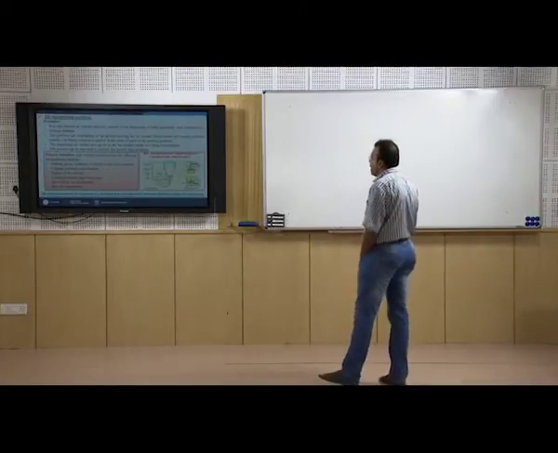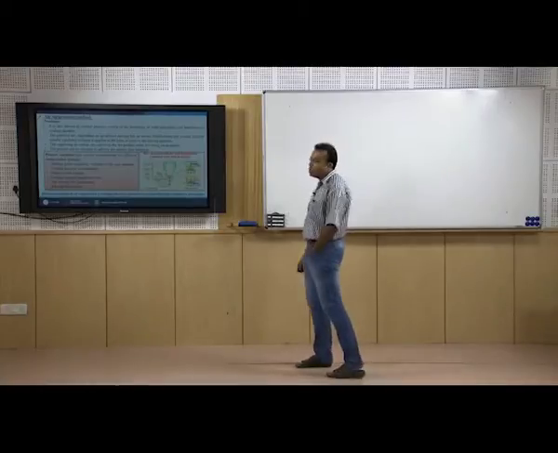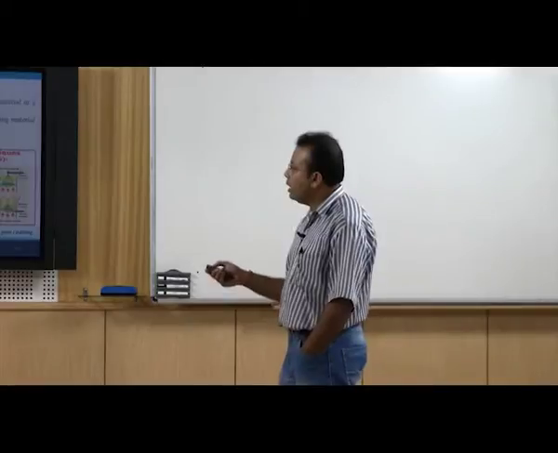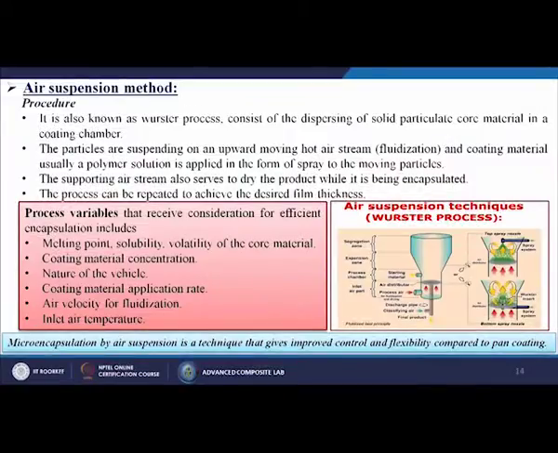Next we can discuss the air suspension method. This is also one procedure where we use high air pressure. It is also known as the Wurster process, and consists of dispersing solid particulate core materials in a coating chamber. The particles are suspended on an upward moving hot air stream. Fluidization and coating material, usually a polymer solution, is applied in the form of a spray to the moving particles. The supporting air stream also serves to dry the product while it is being encapsulated. The process can be repeated to achieve the desired film thickness.